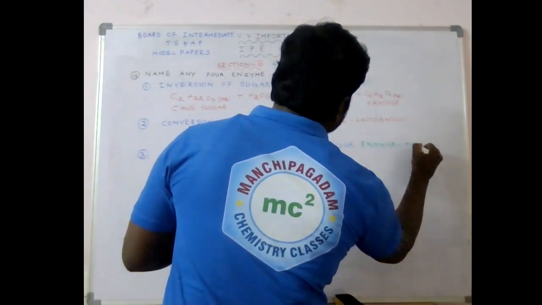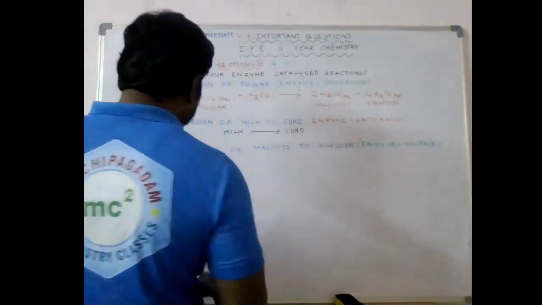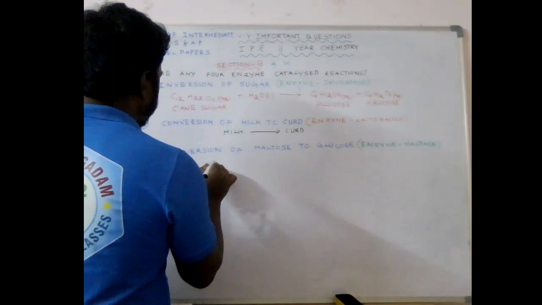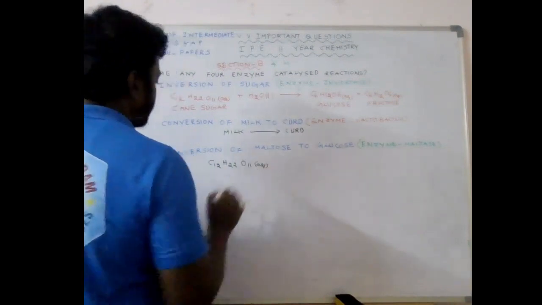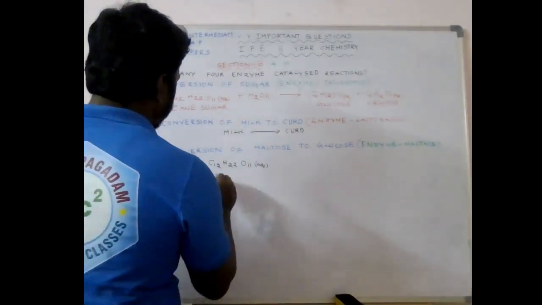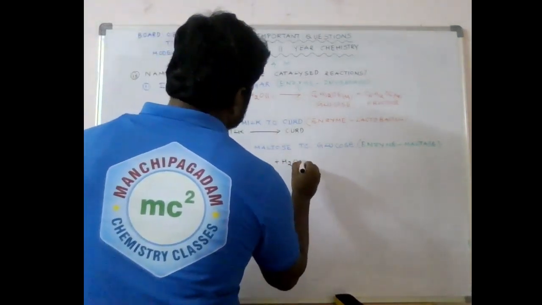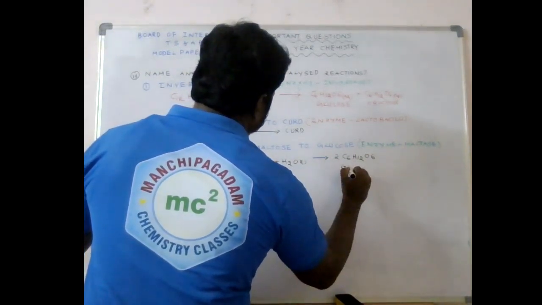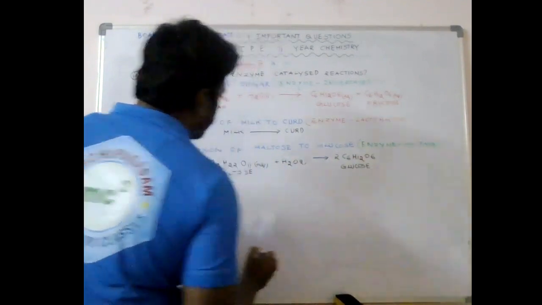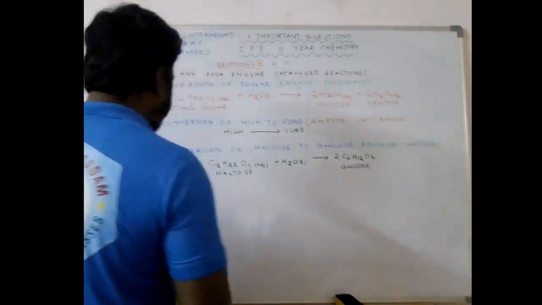Enzyme is maltase. So maltose is nothing but C12H22O11. They may have the same formula, but the structure is different. Maltose with water will give 2 moles of C6H12O6, that is nothing but glucose. Conversion of maltose to glucose in the presence of the enzyme is what? Maltase. Okay. Next, finally the last one, he asked only 4, right?